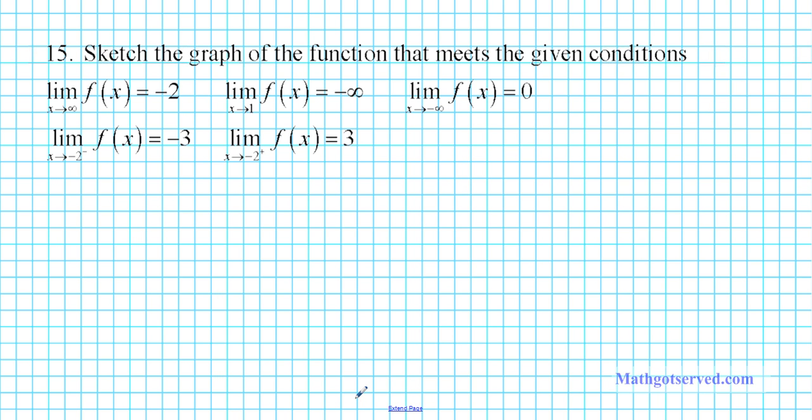All right, let's take a look at question 15. For question 15, we're to sketch the graph of the function that meets the given conditions. Limit as x approaches infinity of the function is -2. Limit as x approaches -2 from the left of the function is -3. Limit as x approaches 1 of the function is -infinity. Limit as x approaches -2 from the right of the function is 3. And limit as x approaches -infinity of the function is 0.